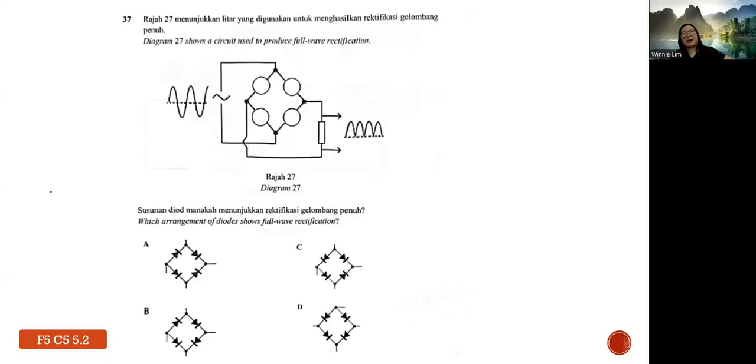37. Diagram 37 shows a circuit used to produce full wave rectification. Which arrangement of diodes shows full wave rectification? First step, I always tell students, for the full wave idea, when you arrange your diodes, make sure the diodes which are parallel are in the same direction. Like this one, up, up, same direction. Once they are opposite, it won't work already. Opposite, then they won't work already.